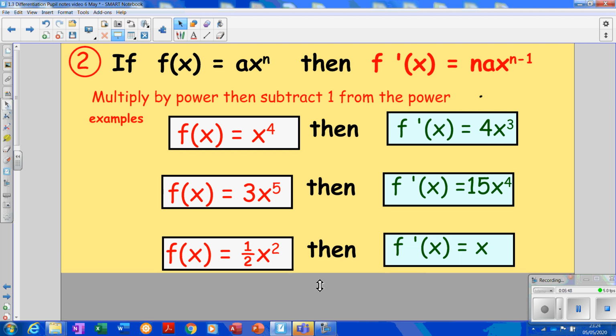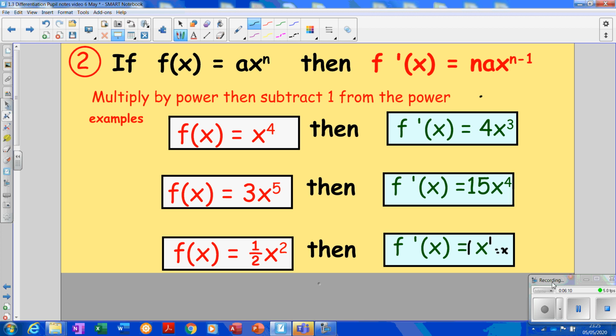if f(x) is a half x squared, multiply by the power, so a half times 2, 2 halves are 1, so it becomes 1, x to the power of, take 1 away from the power, and it's to the power of 1. So I haven't put any of those numbers in there because that should really be 1, x to the power of 1, but we don't need that. We know that that's just the same as x.